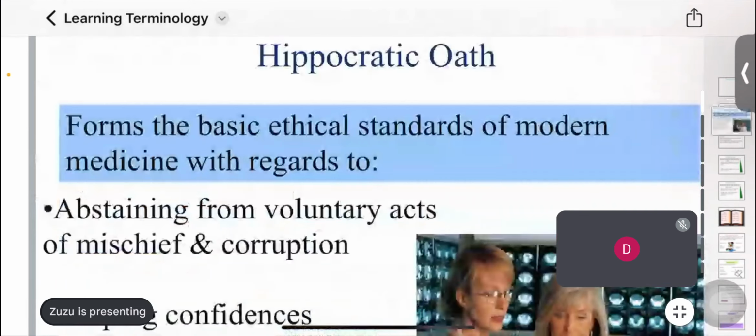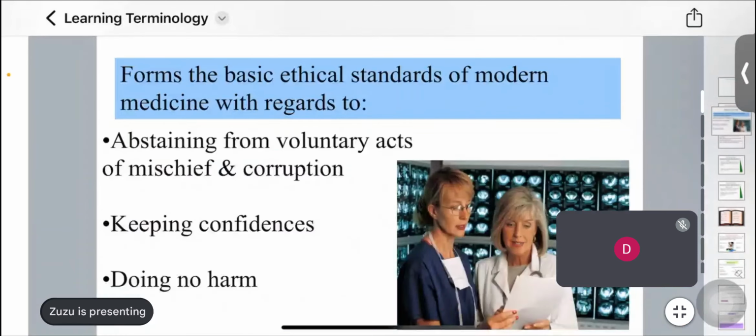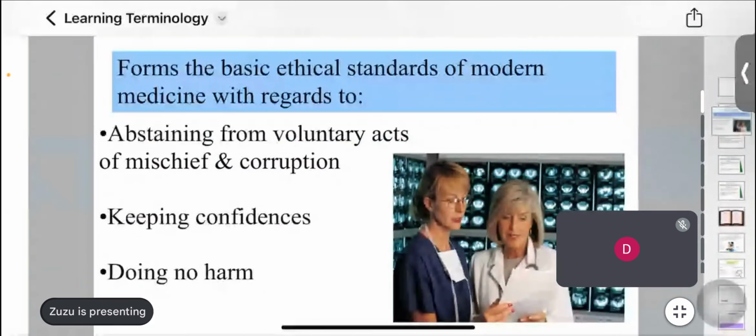The Hippocratic Code, many of you might have heard of, forms the basic ethical standard of modern medicine with regards to obtaining.